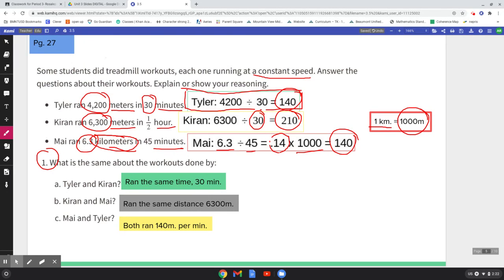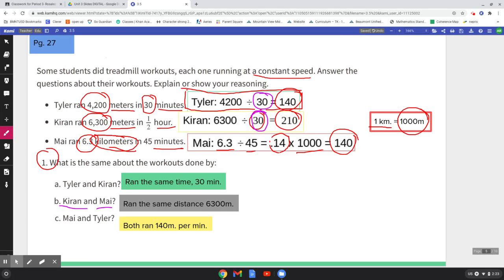So they ran at the same time. So let me change my color just real quick so it doesn't get confusing. But notice that Tyler and Kieran, they both ran 30 minutes. So you would put ran the same time, 30 minutes. And then now they want you to compare Kieran and May.